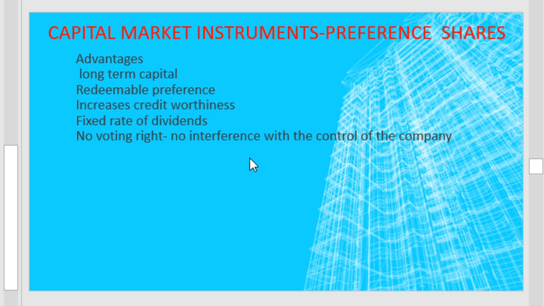Third feature is that it is a part of the company's net worth, and therefore it increases the creditworthiness of the company. It earns a fixed rate of dividends, and they do not carry the voting right, no interference. Therefore, they have no control over the management of the company.